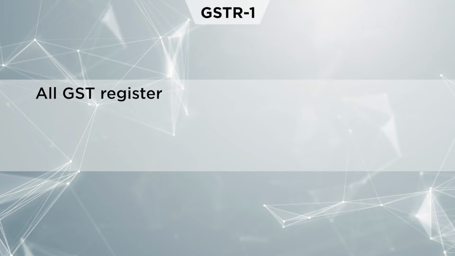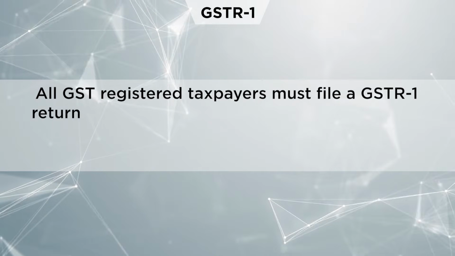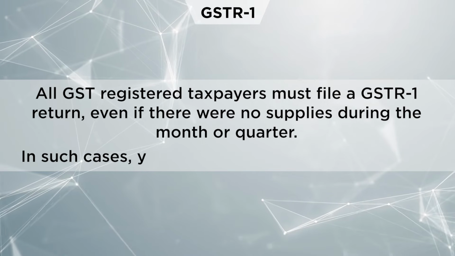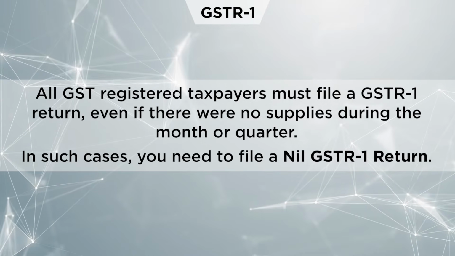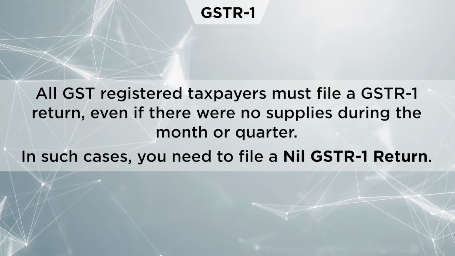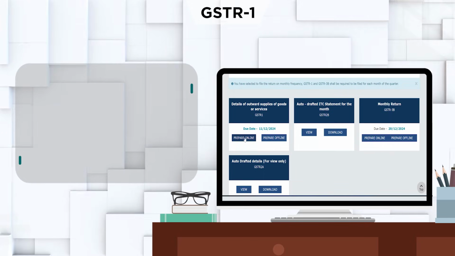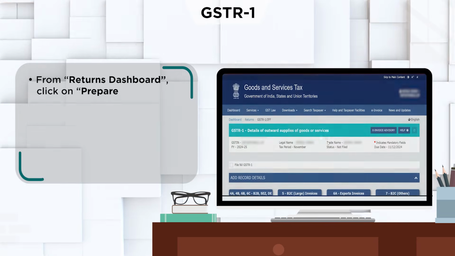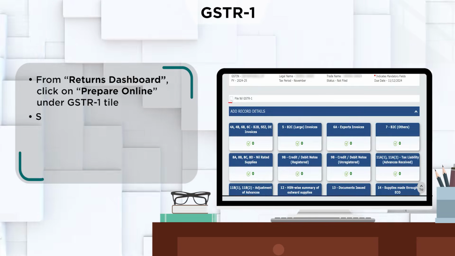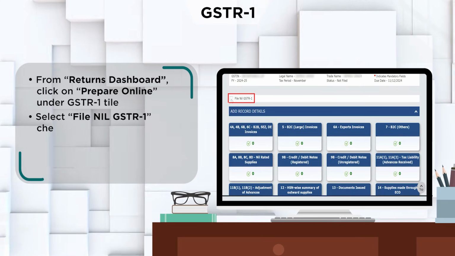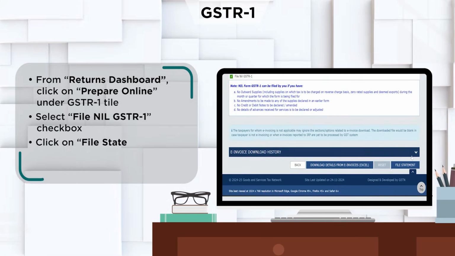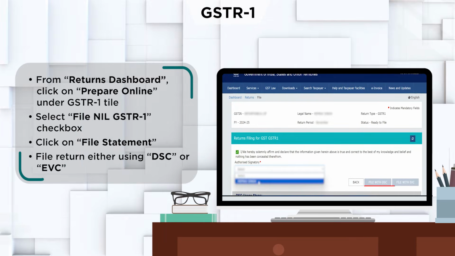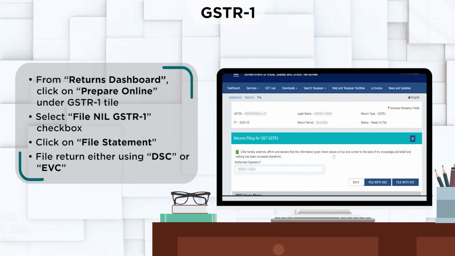It is mandatory for all GST-registered taxpayers to file a GSTR-1 return even if there were no supplies during the month or quarter. In such case, you'll need to file Nil GSTR-1 return. From the Returns dashboard, click on Prepare Online under the GSTR-1 tile. Select the File Nil GSTR-1 checkbox and then click on File Statement. Finally, file your return by either using DSC or an EVC.